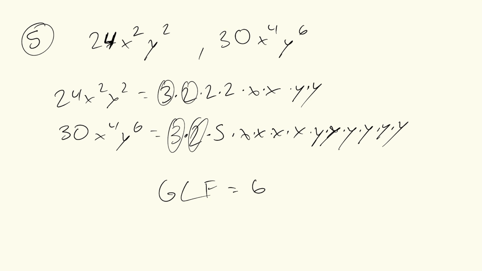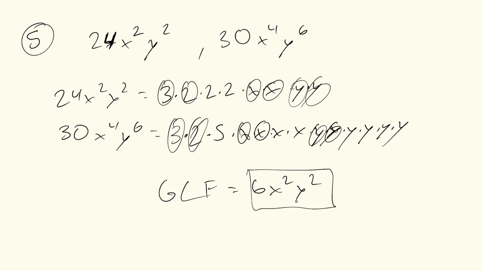And then you have 2 x's in each, x squared, and then you have 2 y's in each, y squared. And that's your GCF. So you just have to lay it all out and then see which terms are found in both.